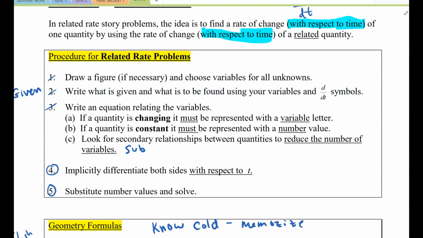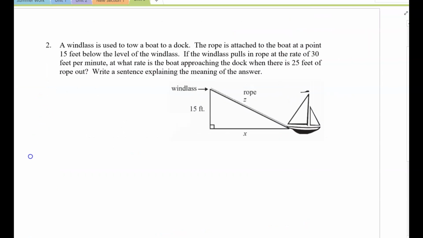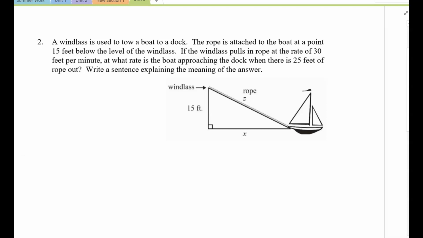All right, so without further ado, here is the first example, and it says a windlass is used to tow a boat to a dock. Okay, so we have a windlass, which is here, tying a boat to a dock. The rope is attached to the boat at a point of 15 feet below the level of the windlass.